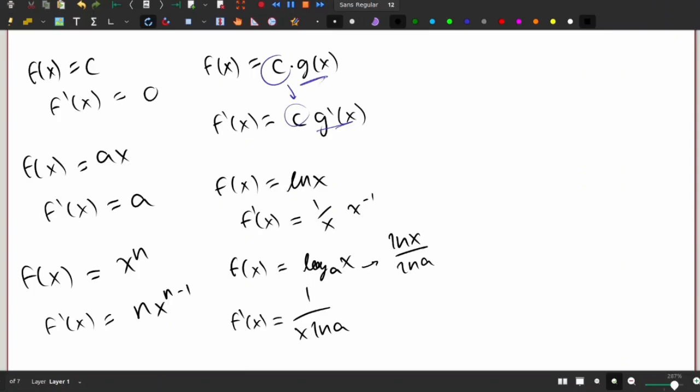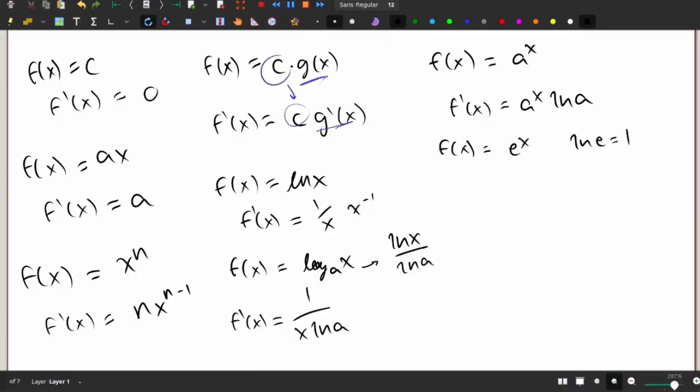Now, the inverse of log functions, exponentials, are similarly easy. So if my function f of x is equal to a to the x, my derivative is equal to a to the x ln a. Once again, there's a natural log. Using this, if my function is equal to e to the x, remember, ln e is just equal to 1, so the derivative is simply e to the x times 1. This is a very special case where the derivative of the function is the exact same as the function itself.